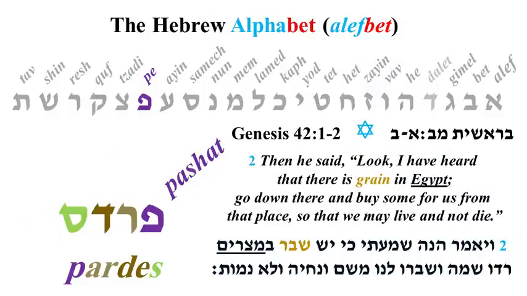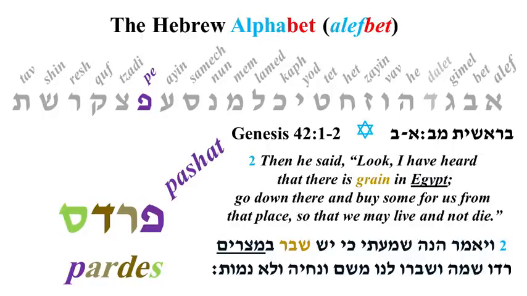Beautiful picture. So in verse 2, then he said, "Look, I have heard that there is grain in Egypt. Go down there and buy some for us from that place, so that we may live and not die." Okay, so at the Peshat level, Jacob says, "Why are you looking at one another? The solution's down in Egypt. Go down there and buy some grain so that we can live and not die." That's the Peshat level. What it says is what it is.